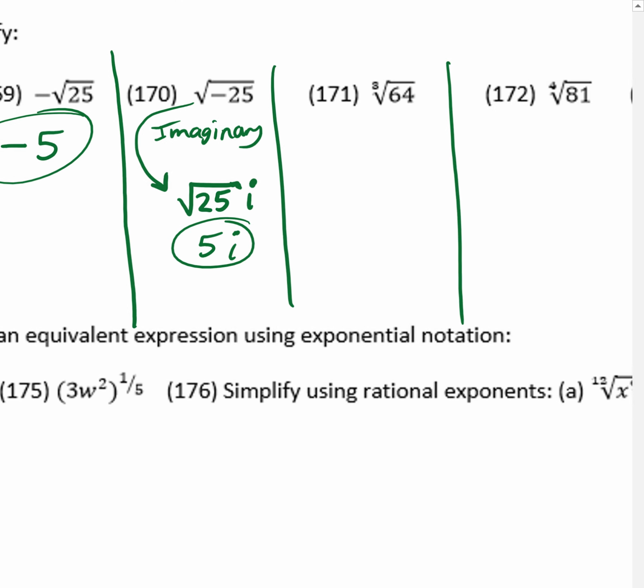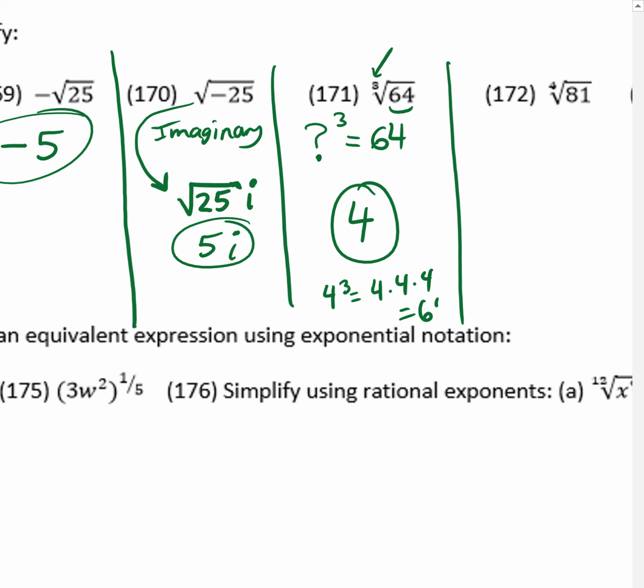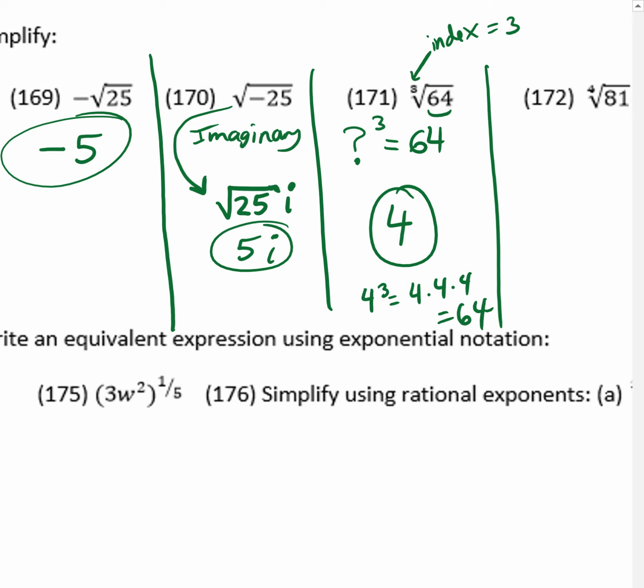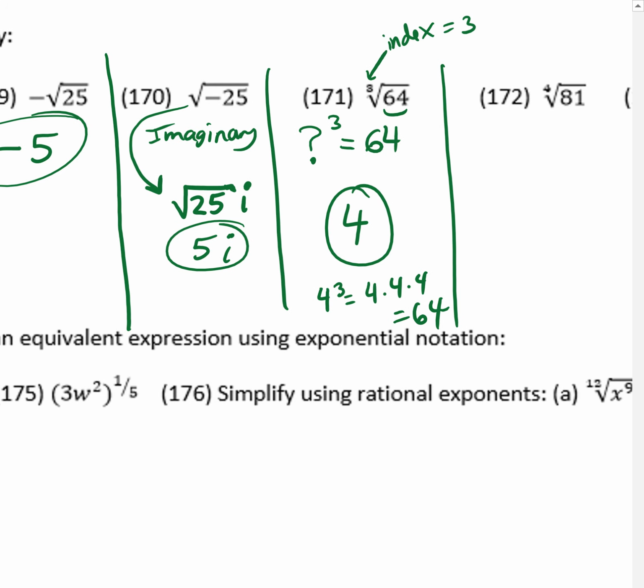And then number 171, notice it's a cube root, so it's different. We're not asking now what multiplied by itself twice is 64. You might think 8, because 8 times 8 is 64. This is asking what number to the third power is 64. So what times itself 3 times is 64, not twice. That answer would actually be 4, since 4 times 4 times 4 is 64. So be really careful, that little index is 3. That really matters. We didn't see any index other than 2 until now.